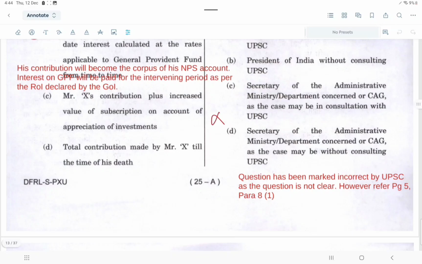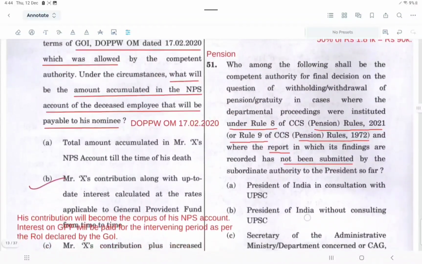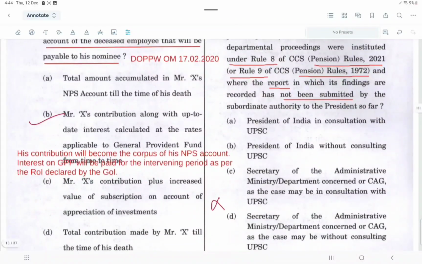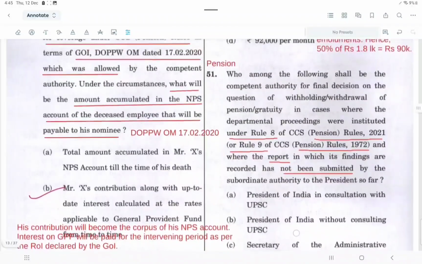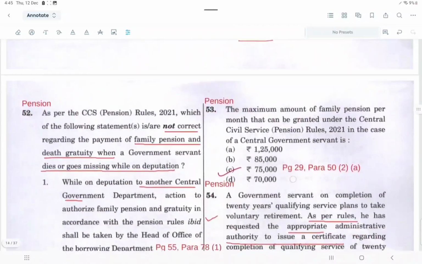क्वेश्चन क्लियर नहीं है, लेकिन आपको उसके बारे में ज़्यादा पढ़ना है तो आप पेज 5 पैरा 8.1 में रेफ़र कर सकते हैं. उस केस में आपको पेंशन रूल्स 2021 में कुछ इन्फॉर्मेशन मिल जाएगी. सो लेट्स मूव ऑन टू द नेक्स्ट क्वेश्चन. बहुत डिटेल में नहीं जा रहा हूँ उस क्वेश्चन के, अदरवाइज वीडियो कंप्लीट नहीं होगा हमारा.